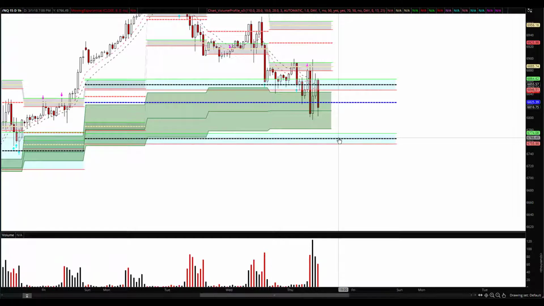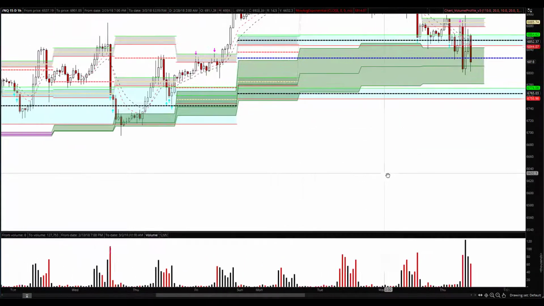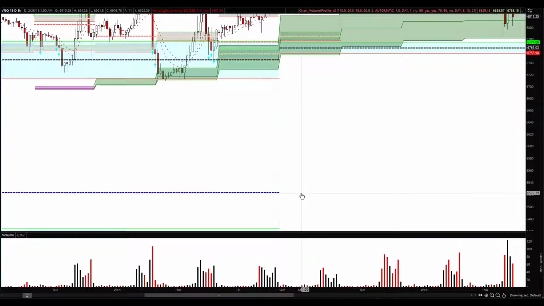For me, I think that downside risk falls into last week's value area low at 67.65, and if we lose that, there's downside risk coming down into the point of control from 2 weeks ago at 65.22.